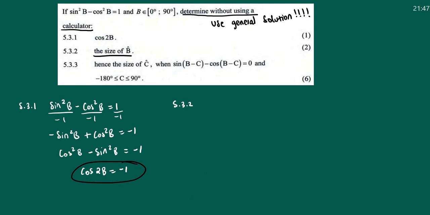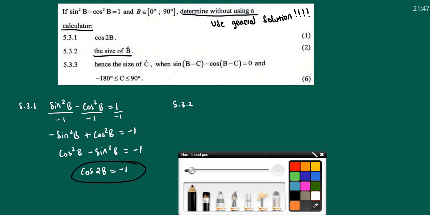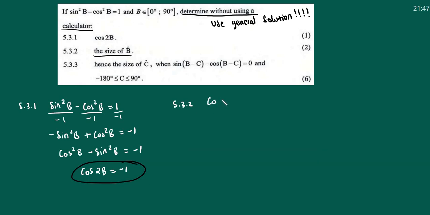So that means we must solve for the general solution there. Cos 2 beta is equal to -1. So if we find the reference angle here, the reference angle would be cos inverse of 1.